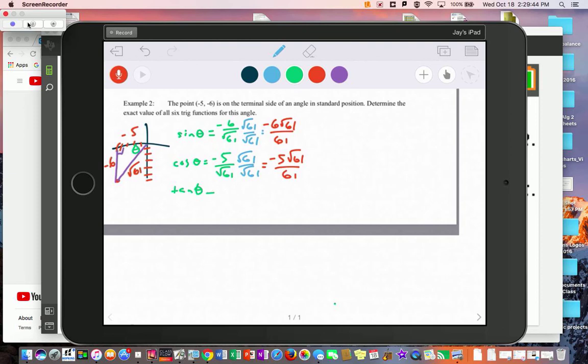And then my last one is tangent, opposite over adjacent. And since they're both negative, I finish with 6/5. So the red numbers are my answers.